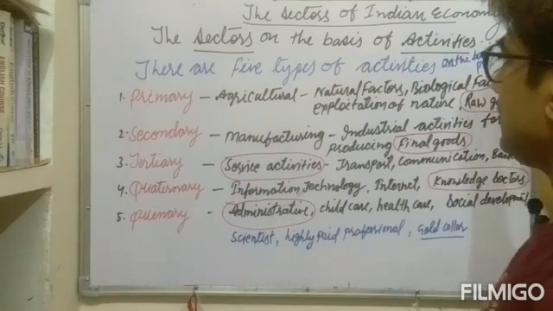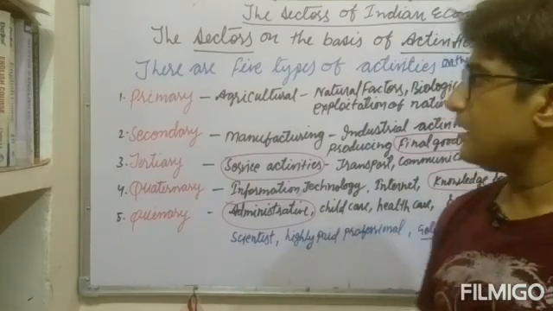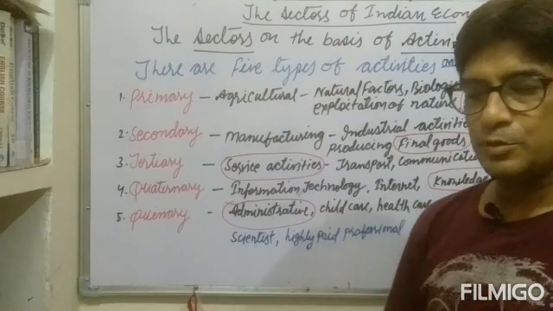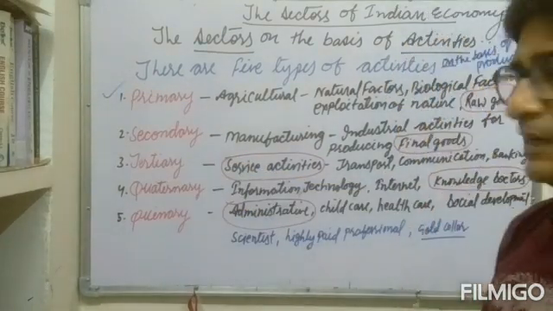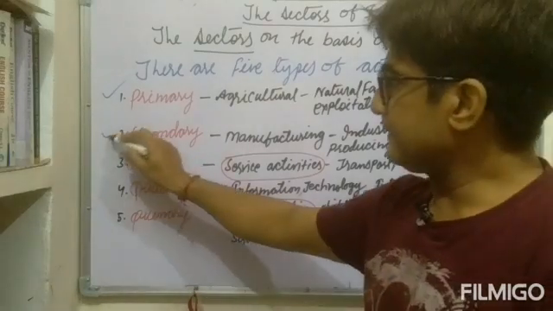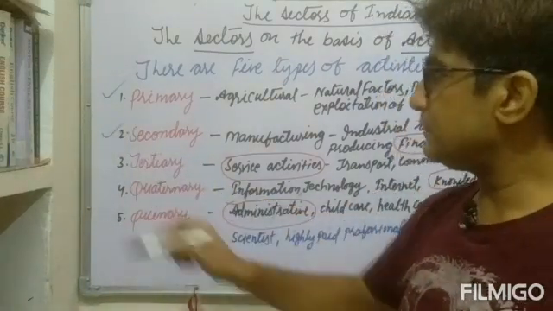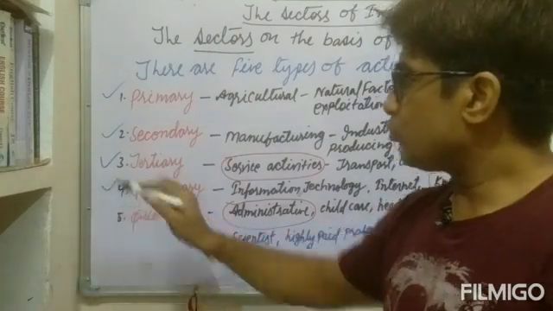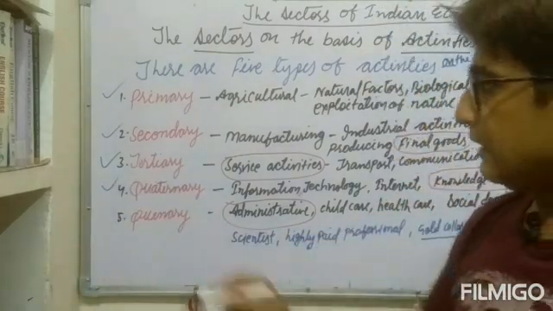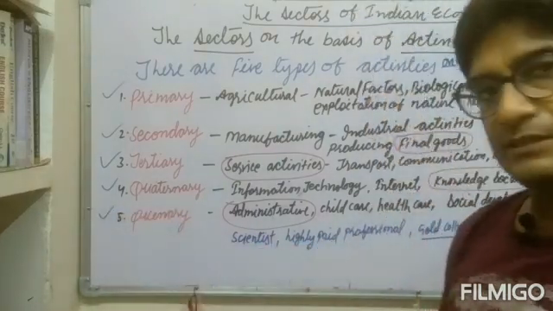So you have seen here I have classified the 5 types of activities on the basis of production, such as first primary activities, second secondary activities, third tertiary activities, and next one is quaternary activities, and last one is quinary activities.